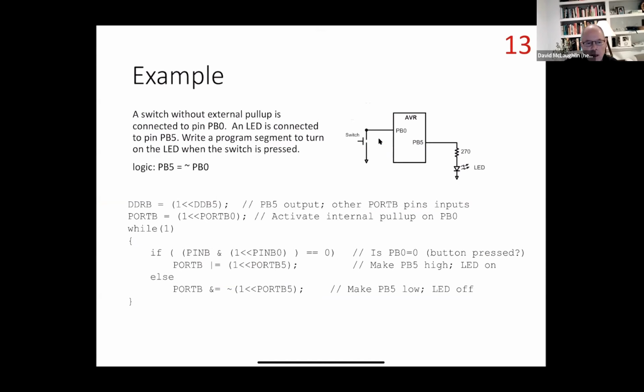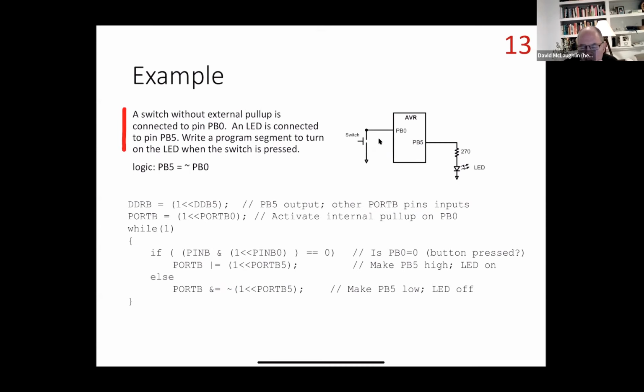Yeah, I'll show you this one. The thing that's different about this one here is we don't have an external pull-up. So let's look at the statement of the problem. A switch without external pull-up is connected to pin PB0. An LED is connected to pin PB5. Write a program segment to turn on the LED when the switch is pressed.